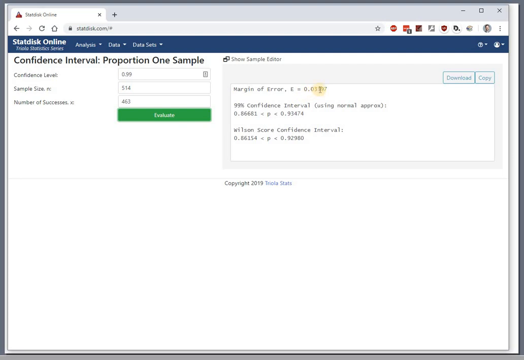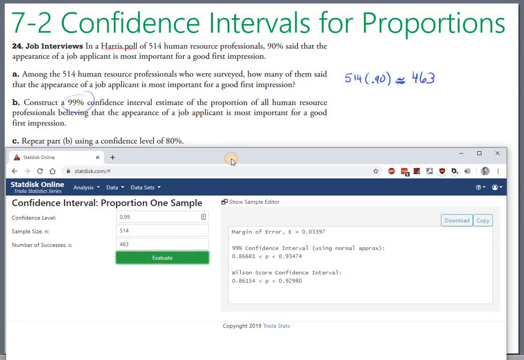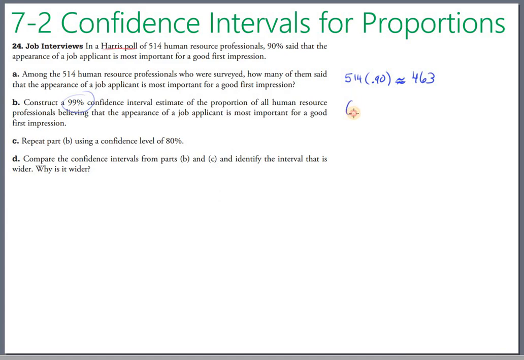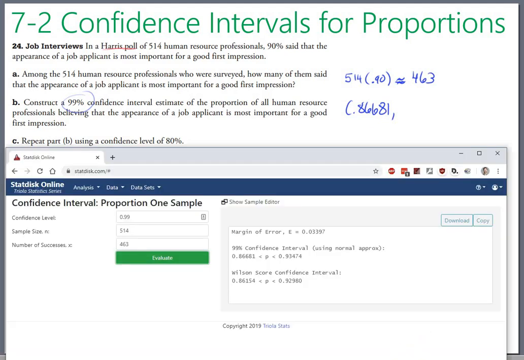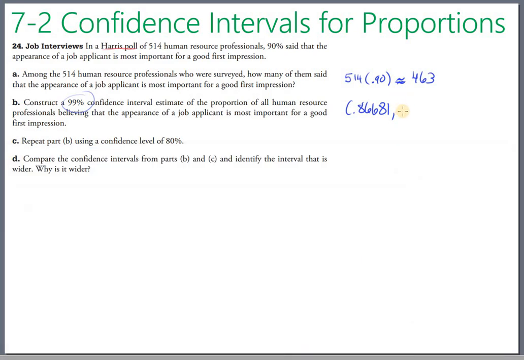So we've got a margin of error of about 3%, but really for us, I think the important part here is, this is the way we usually express it, is just saying it's somewhere between 0.86681 and 0.93474. So roughly 87% to 93%-ish.